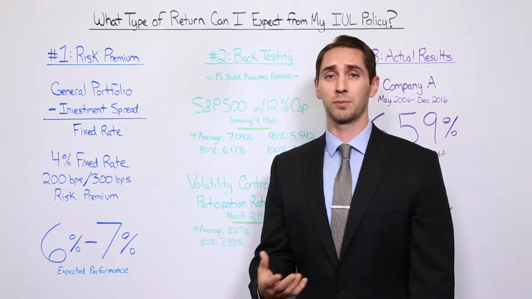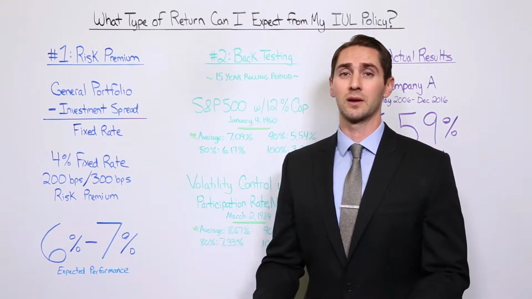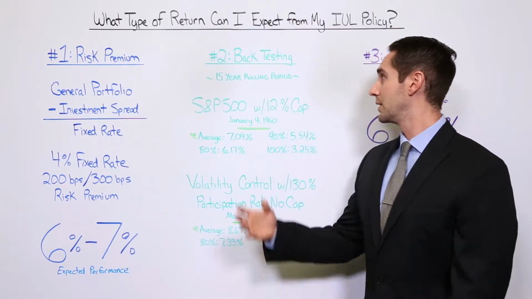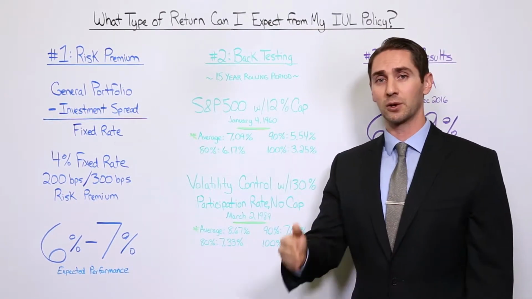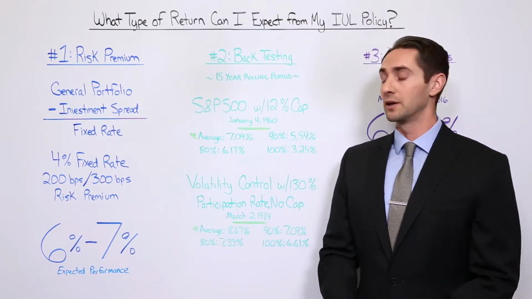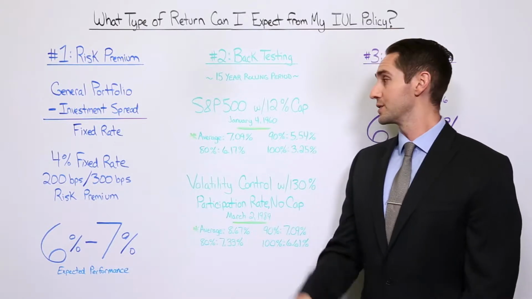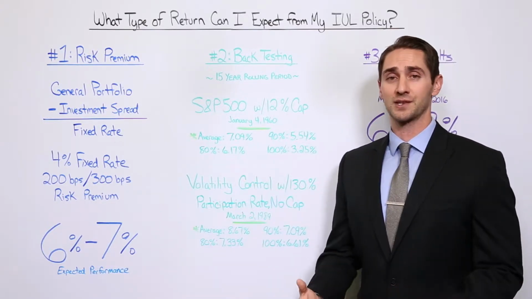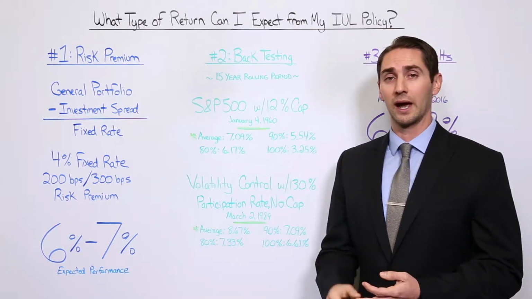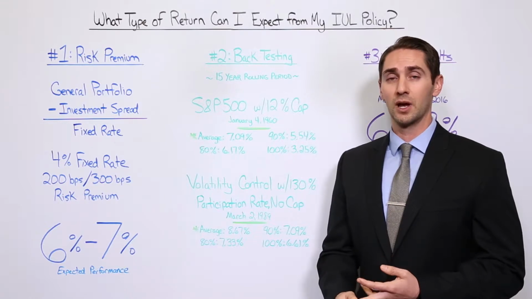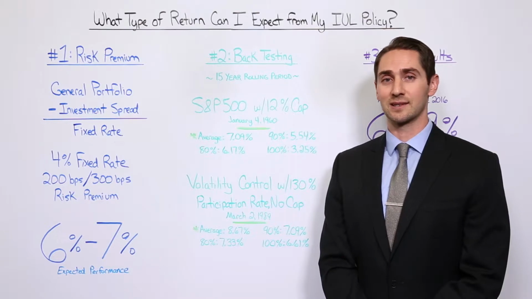Now, while this is a very simplistic way to answer the question, let's move on to backtesting, which gets into past performance. So in this example, we're going to look at a 15-year rolling segment every single day the stock market was open. We're going to look at the S&P 500 as well as a volatility control index. So first, the S&P 500, for this example, we're going to use a 12% cap rate, 0% floor, and a 100% participation rate. We're going to go all the way back to January 4th, 1960.